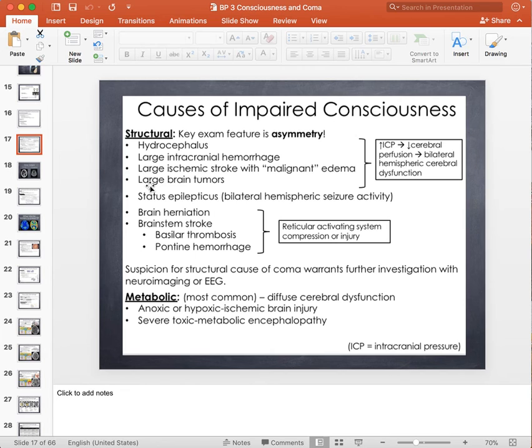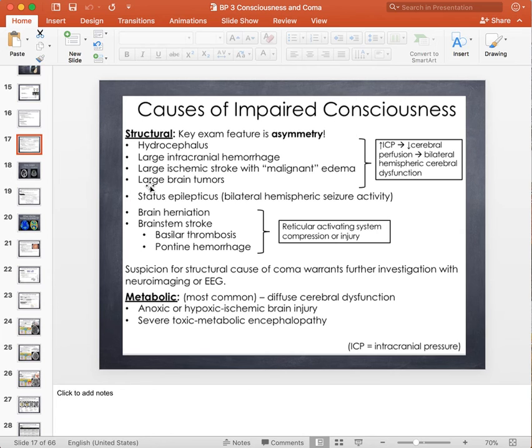So when I walk into a coma exam, one of the things I'm really looking for is whether there is any kind of asymmetry on this exam. If there's asymmetry, it tells me there's probably something focal going on, a focal lesion that we can usually diagnose with either an MRI or CT or an EEG. If everything is completely symmetrical, it's more likely to be a diffuse process, so diffuse cerebral dysfunction, which is actually the more common cause of coma.